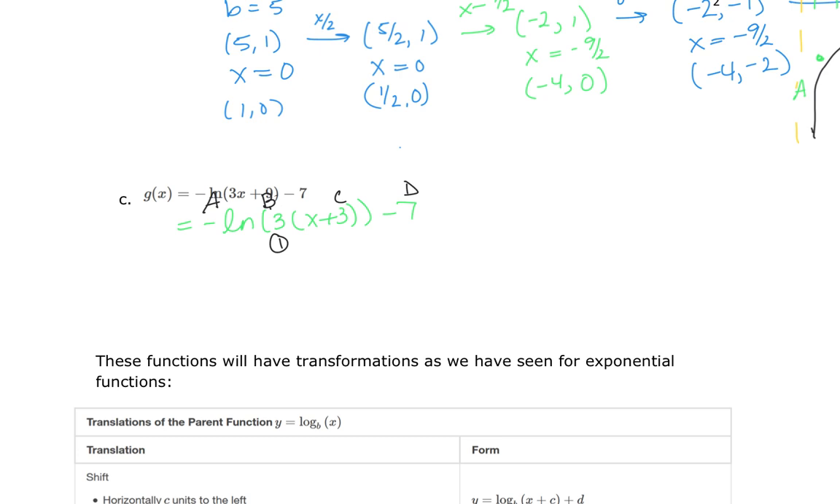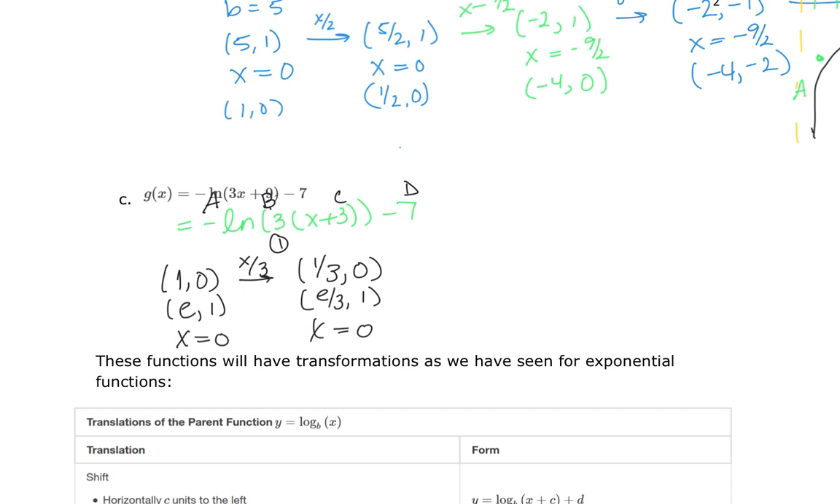So I'm going to start with my ordered pairs, which would have been 1, 0. I would have had e, 1, and my vertical asymptote at x is equal to 0. So I would have taken all of my x's and divided by 3. So I would have had 1 over 3, 0. e over 3, 1. And then, of course, we still would have had x equals 0. That wouldn't have done anything for me.